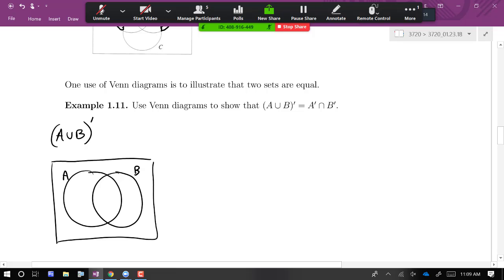What should I shade? What region should I shade to represent the set complement of A union B? We leave the circles and then shade everything else. Yeah, we'll leave the circles empty, but shade everything outside. So that's this right here. Everything outside the union.